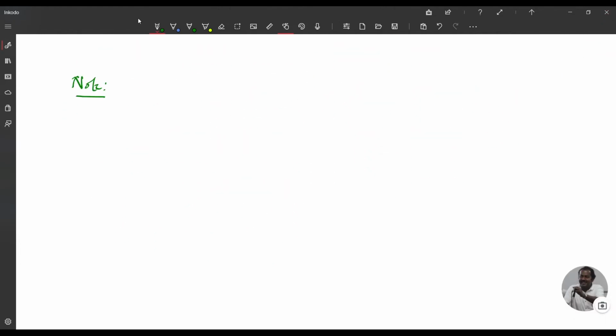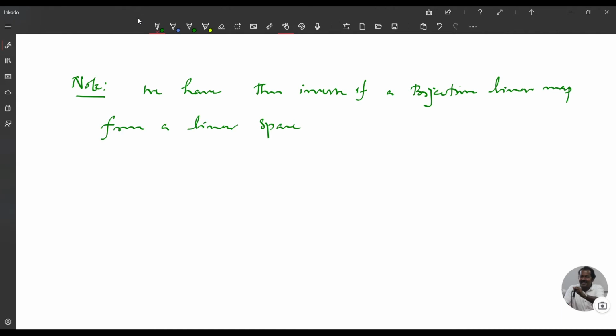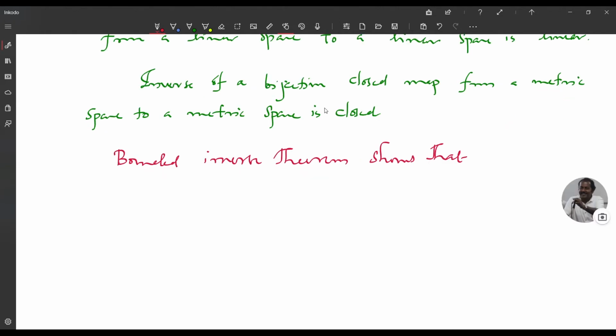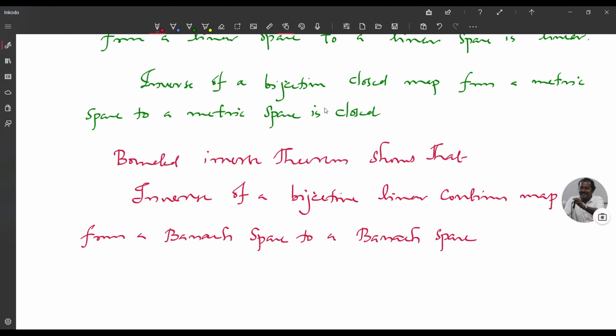Note: the inverse of a bijective linear map from a linear space to a linear space is linear. And the inverse of a bijective closed map from a metric space to a metric space is closed. The bounded inverse theorem shows that the inverse of a bijective linear continuous map from a Banach space to a Banach space is linear and continuous.